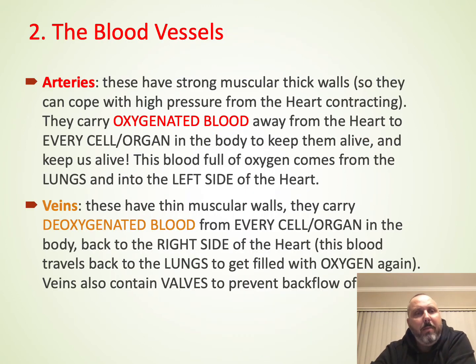Okay, so part number 2, blood vessels. We're going to talk about 2 different types, arteries and veins. You've probably heard them talked about before. The number one thing to remember is arteries always go away from the heart and veins always come back towards the heart. Okay, so it talks here about veins carrying deoxygenated blood and arteries carrying oxygenated blood, which is right most of the time.